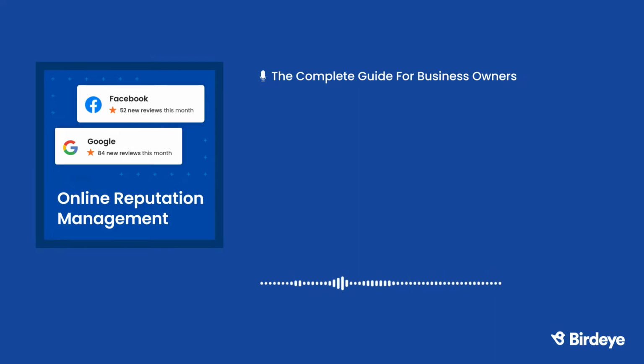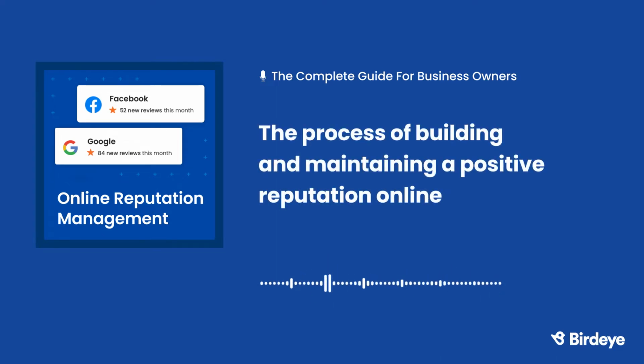What exactly is online reputation management? Online reputation management involves monitoring and addressing customer feedback or content that could damage your brand's reputation and using strategies to prevent problems from arising in the first place. Your online reputation is mostly built through online reviews and comments people leave about your business on social media.